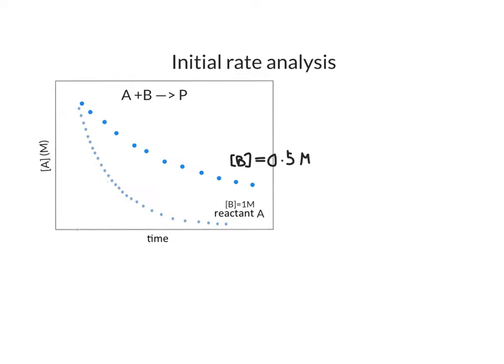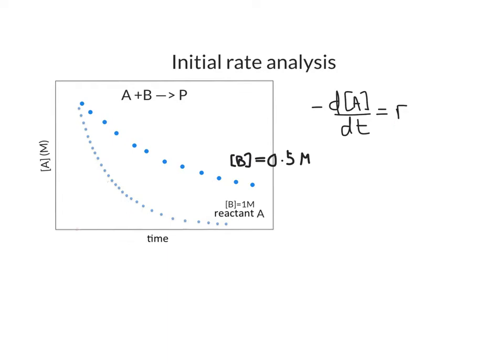Now, if we remember that the rate of this reaction is related to the derivative of the concentration of A with respect to time, and we have to make it negative because the A is a reactant and it's decreasing in time, the slope or the derivative of this curve is going to be negative, down over, and so we put a minus sign so that our rate will be positive.